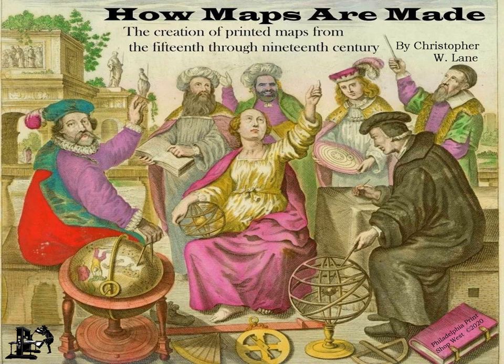How maps are made. This lecture is about how printed maps were made from the 15th through the 19th century. It is an overview about the general trends in map making. The primary source for much of this lecture is David Woodward's excellent reference, Five Centuries of Map Printing.